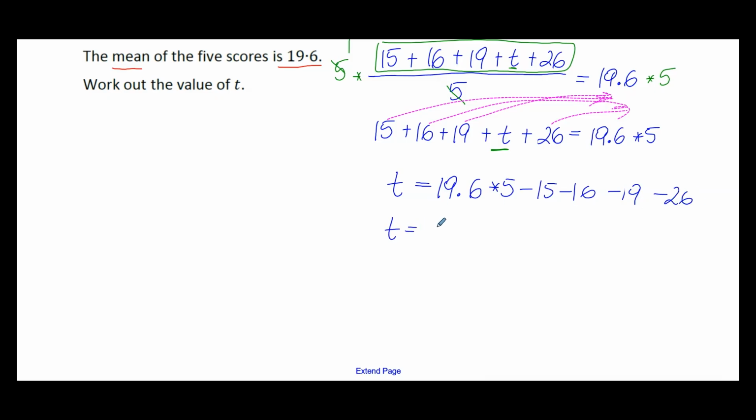I can put that in the calculator, press equal, and I get 22. Now, you can ask me a question, why don't I add them? Of course you can add them. I'm just showing you how all these numbers move around in our equation.